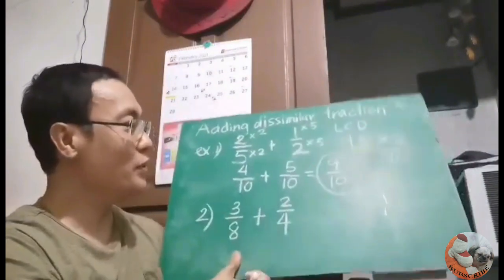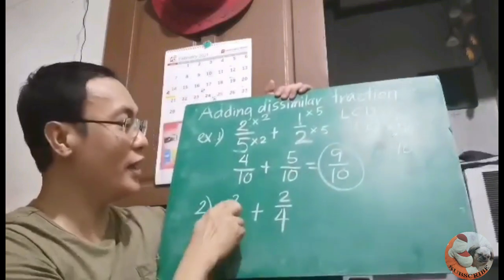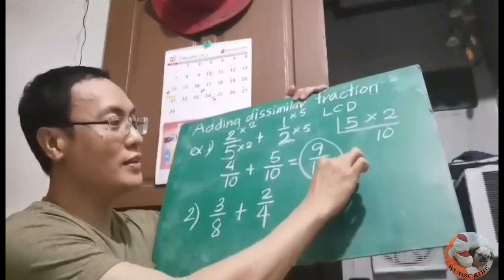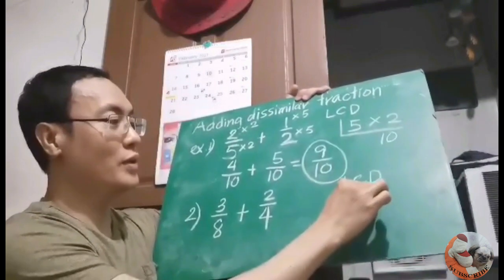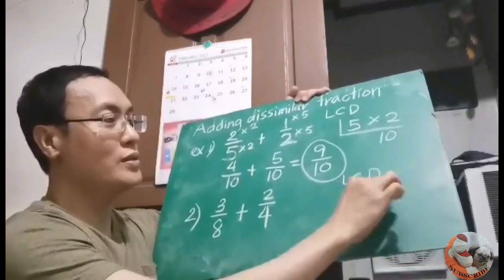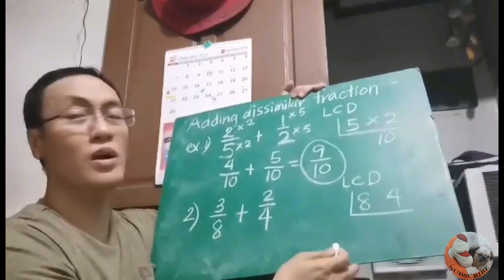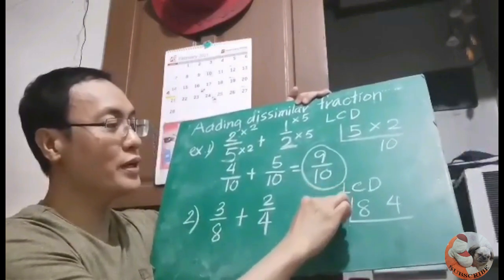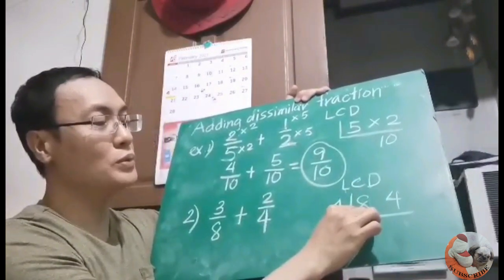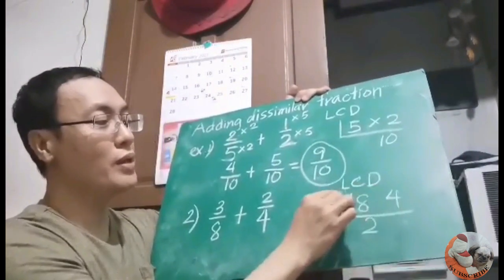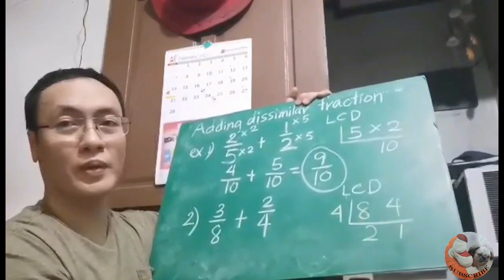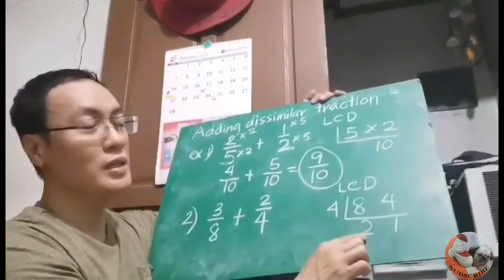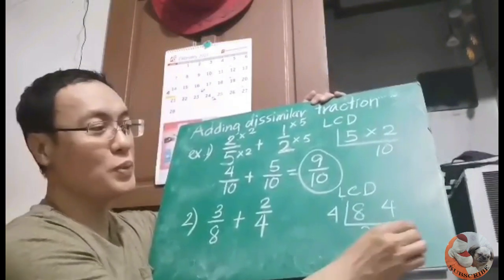Okay, another example, we have here 3/8 plus 2/4. Okay, again, let's find the LCD of 8 and 4. So, anong greatest common factor na makapag-divide sa kanila? So, that is 4. 8 divided by 4 is equal to 2. 4 divided by 4 is equal to 1. Okay, so to find the LCD, multiply 4 times 2 is equal to 8 times 1 is equal to 8.